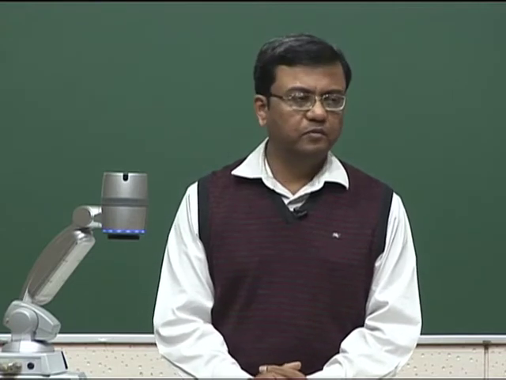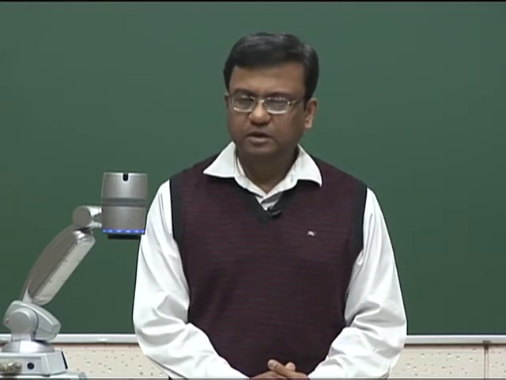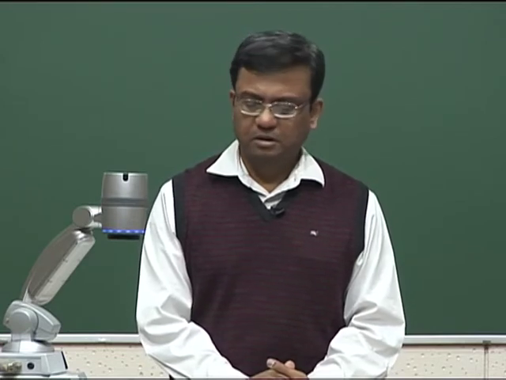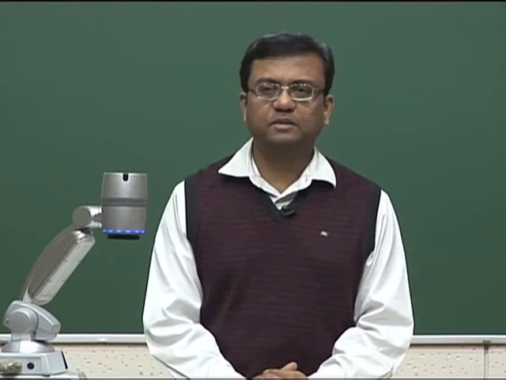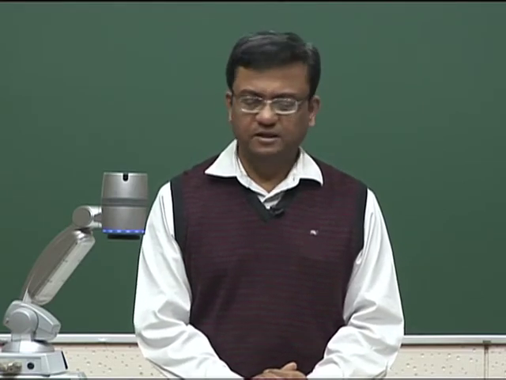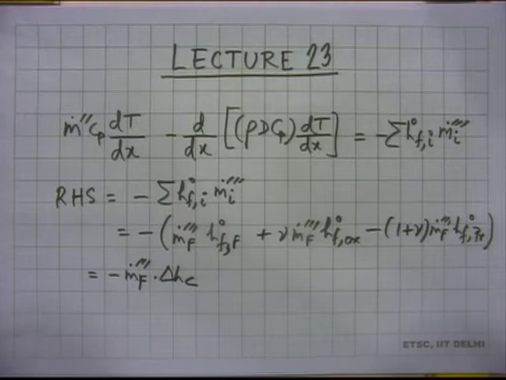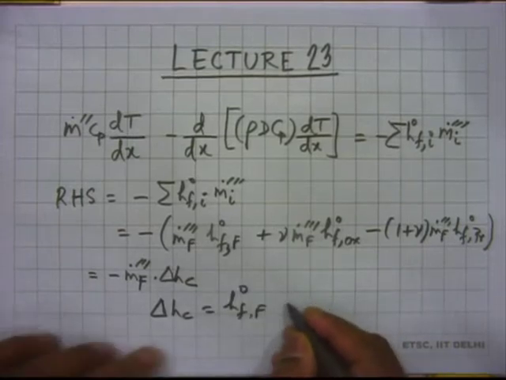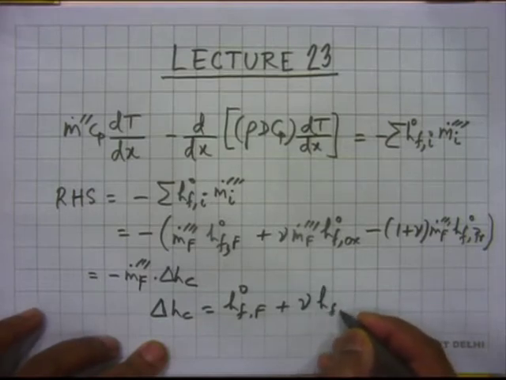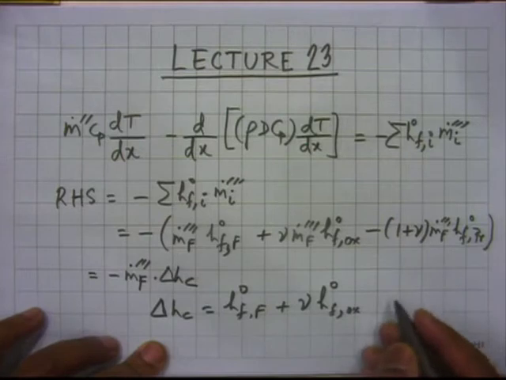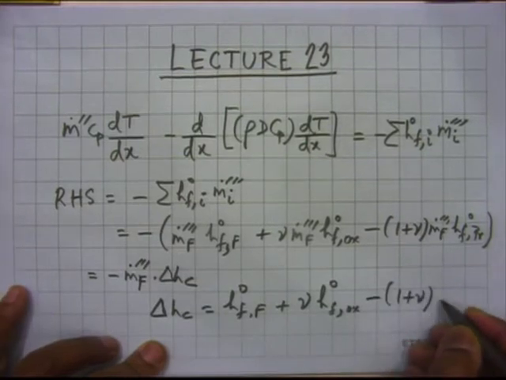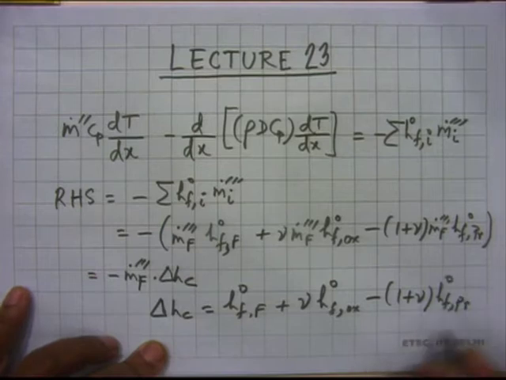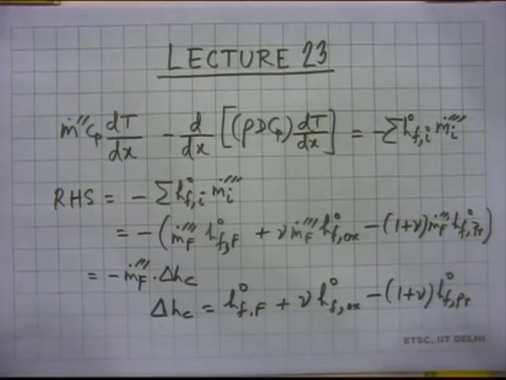And before we closed yesterday, we wrote an expression for the right hand side of this energy equation, which I had shown yesterday to be equal to minus m dot f triple prime into delta H c. So, delta H c is the heat of combustion. If you look at this expression, delta H c has been written to be the same as enthalpy of formation of the fuel plus nu times enthalpy of formation of the oxidizer minus 1 plus nu times enthalpy of formation of the products.